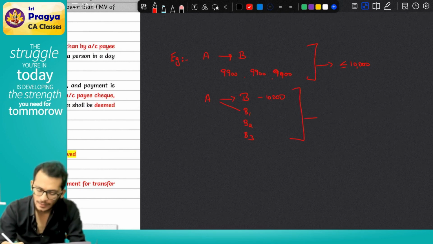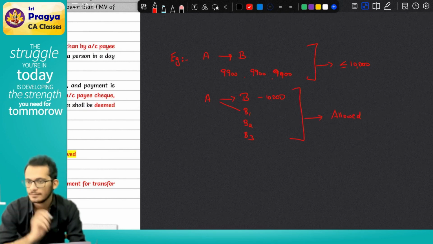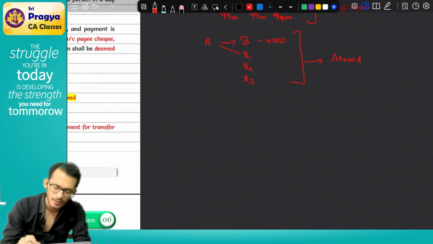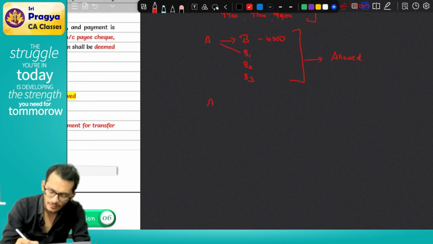Payment is again allowed. Why, Rahul? Because it should be to a single person. It is made to multiple people, therefore allowed. Rahul, A went to B.